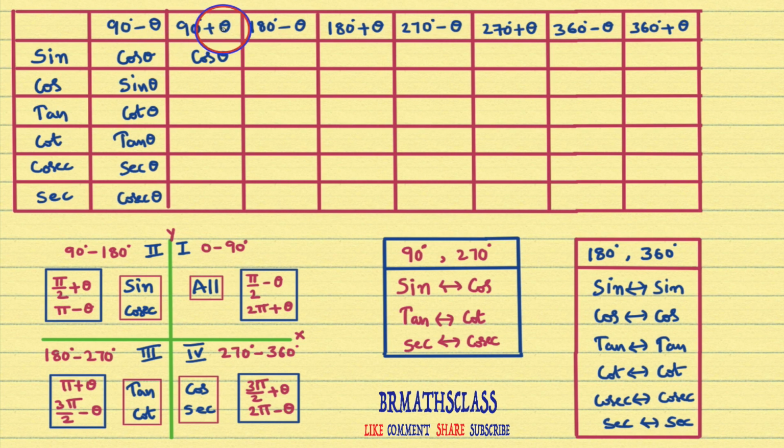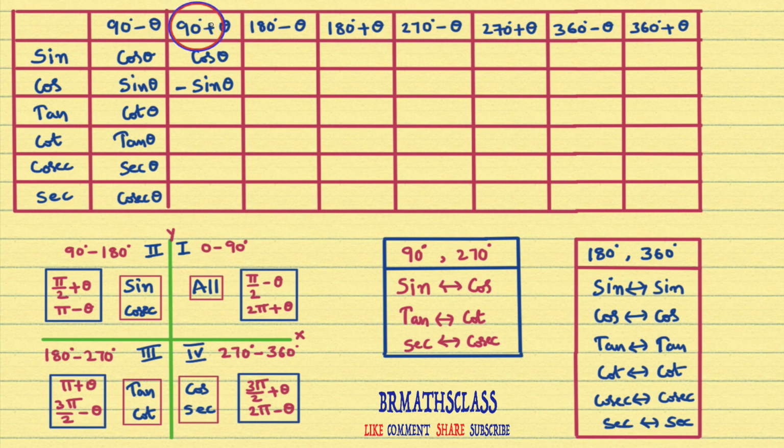Now, cos 90 degrees plus theta. As you see 90 degrees, cos changes to sine. So this is sine theta. Pi by 2 plus theta, which quadrant? It is in second quadrant. In second quadrant, sine and cosecant are positive. Remaining all are negative. So cos in second quadrant is negative. So cos 90 degrees plus theta is minus sine theta. I hope you are understanding.